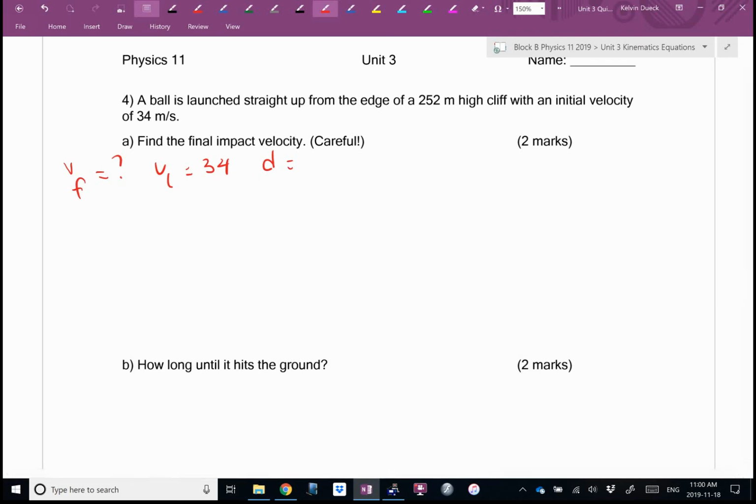It has nothing to do with it going up. Stop talking about velocity when I'm talking about displacement. Why is D not positive 252? Yeah, you're ending up below where you started, and D is a displacement, so negative 252. If you missed that, I'll show you what you would have got. A is negative 9.8. I'm going to end up using VF squared equals VI squared plus 2AD, except I need to get the VF by itself.